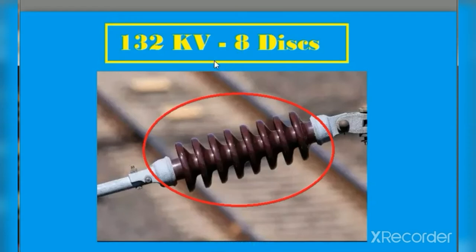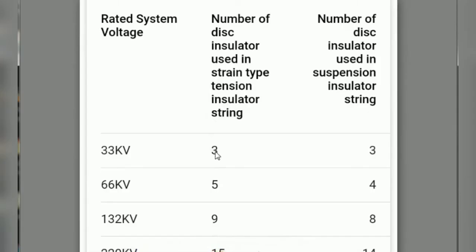And for a 132 kV transmission line, 8 discs are used. So here 1, 2, 3, 4, 5, 6, 7, 8. These are all the 8 discs used for carrying the 132 kV transmission. Now the discs for 2 different types of insulator.